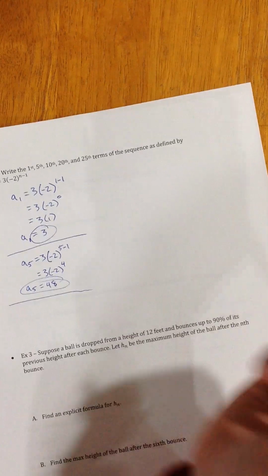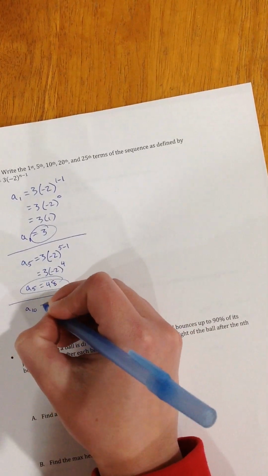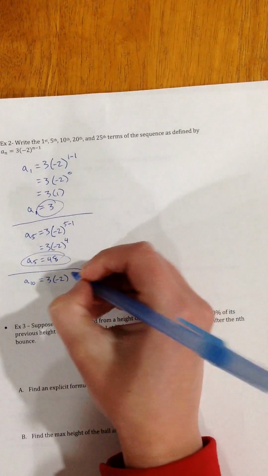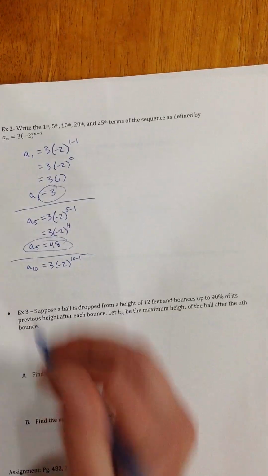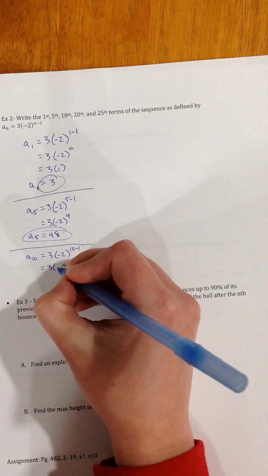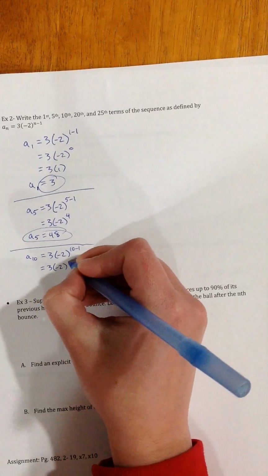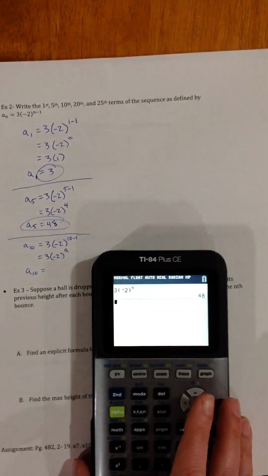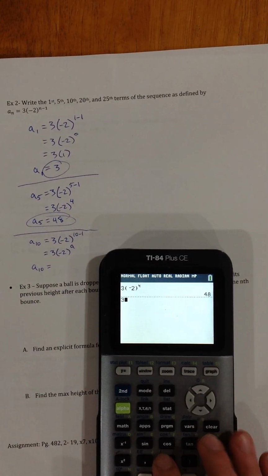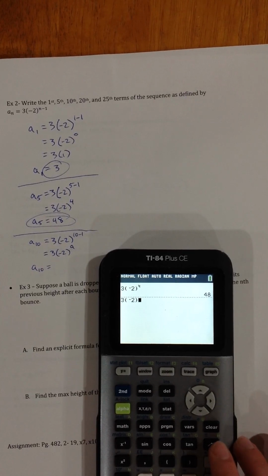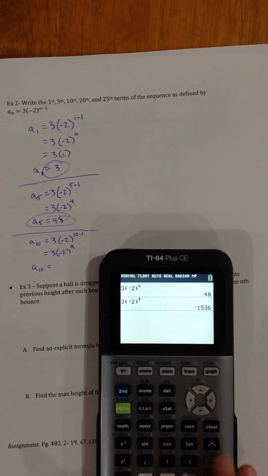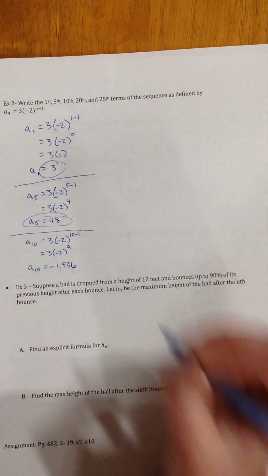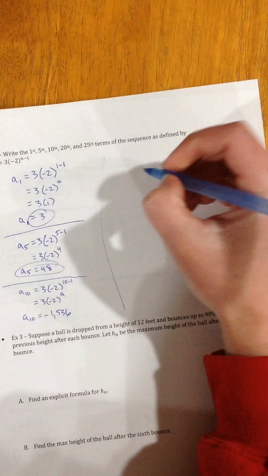We'll just do the same thing for the next one. So 10, so a sub 10 is equal to 3 times negative 2 to the power of our term there, 10. So 10 minus 1, which would be the same as 3 times negative 2. 10 minus 1 is 9 to the 9th. So a sub 10 for our 10th term. Again, I would just type that in. So I just go 3 parentheses negative 2 to the power of 9. And that gives me a negative 1,536.